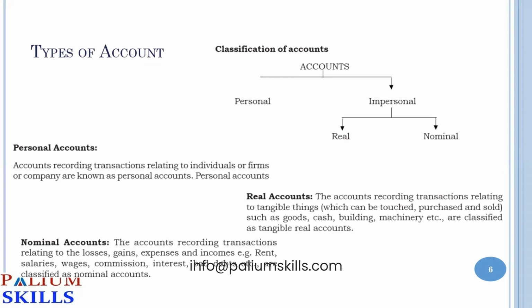What is a personal account? Accounts recording transactions relating to individuals or firms or company are known as personal accounts.